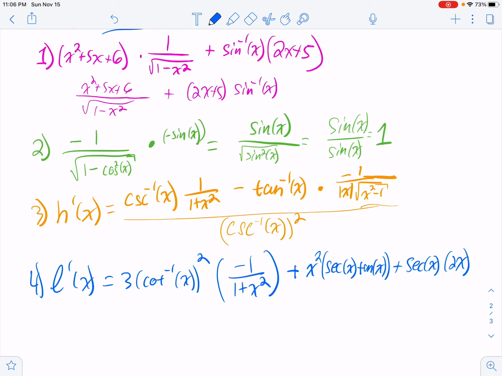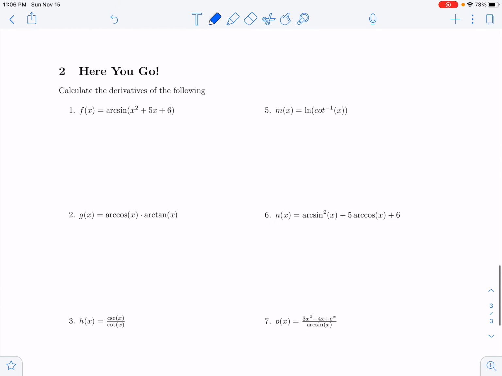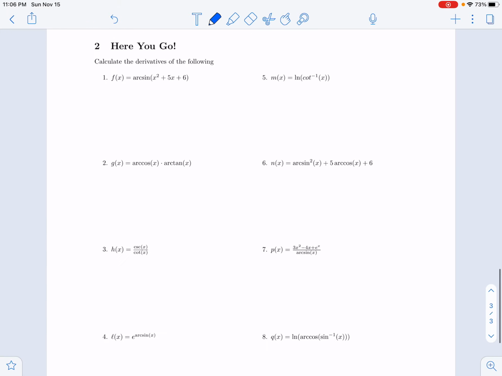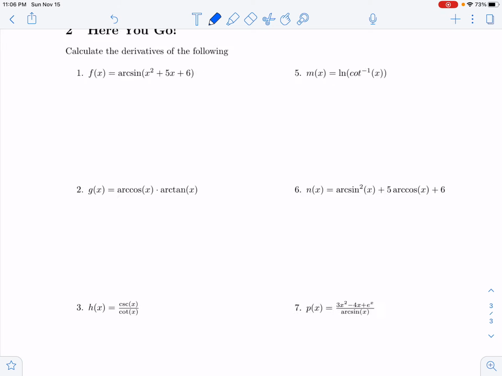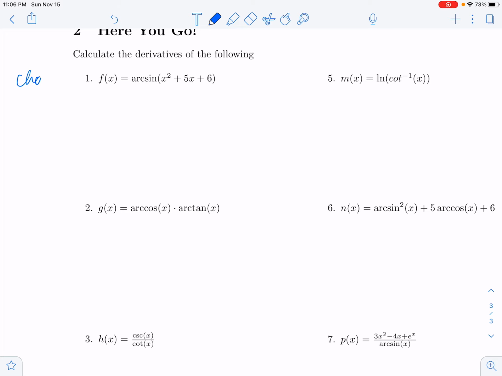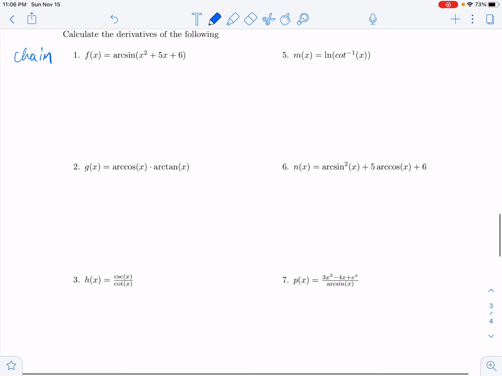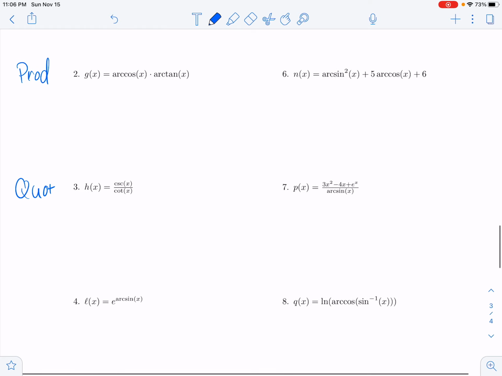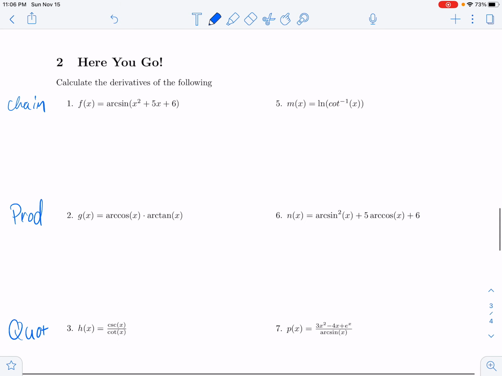All right. Now, what do you have to do? You have 8 of these problems to do. So let me give you maybe some hints. 1, that's a chain rule. 2, we have a product rule. We have a quotient rule for that guy. This guy's also going to be a chain. This guy will be a chain.